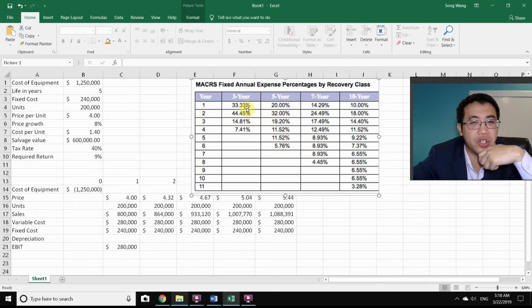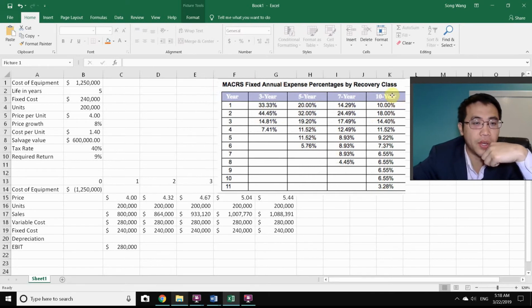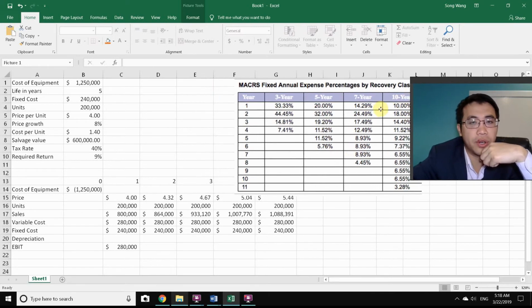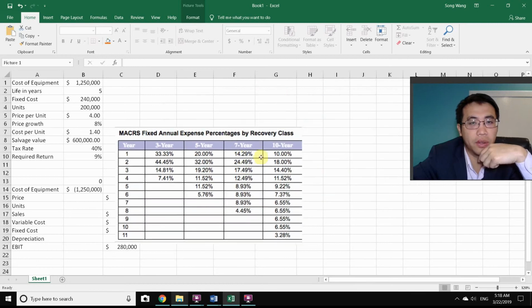3 years is for beverages and food equipment. 5 years is more like office supplies, short-term products, and machines. And then you have real estate and also vehicle assets that would last for 7 or 10 years. Anyway, you're going to pick the numbers from the MACRS table.